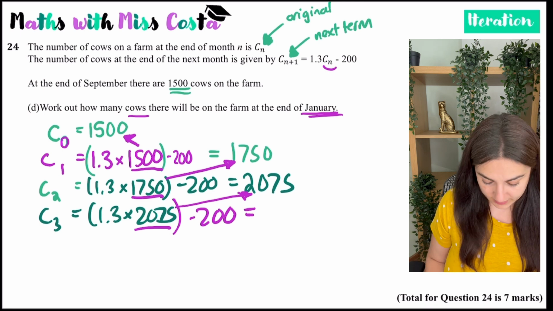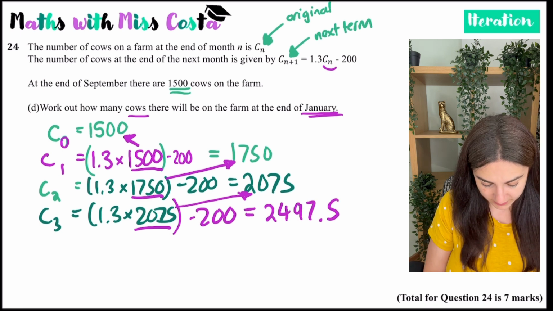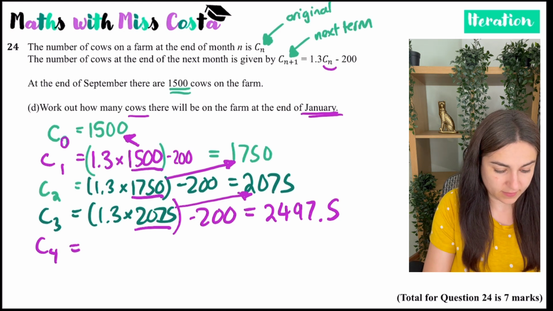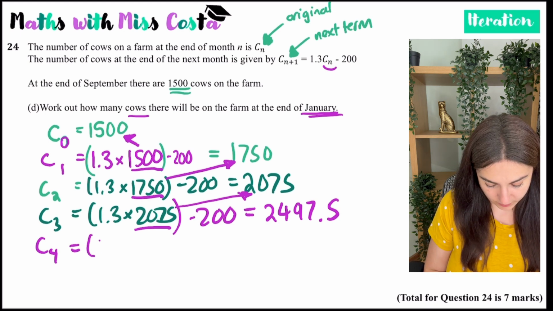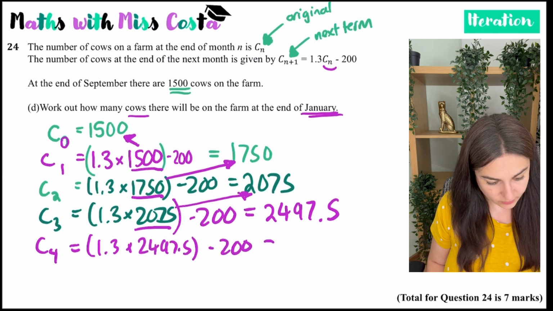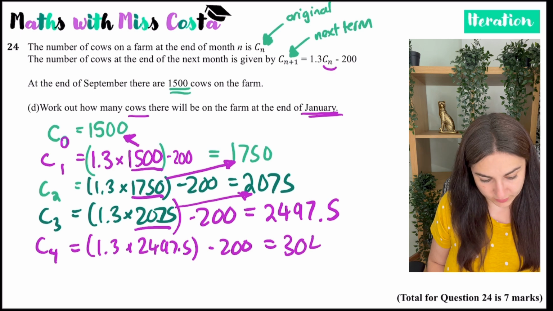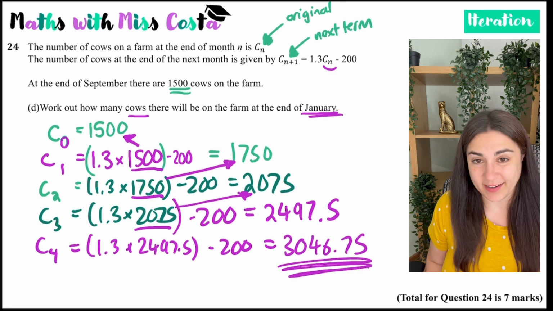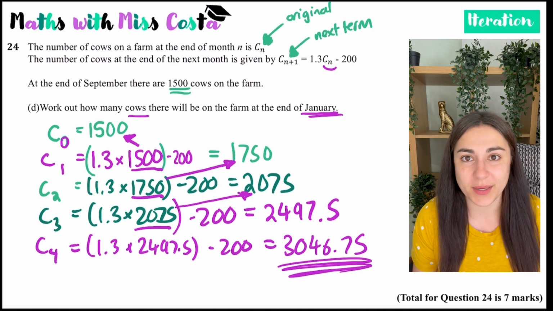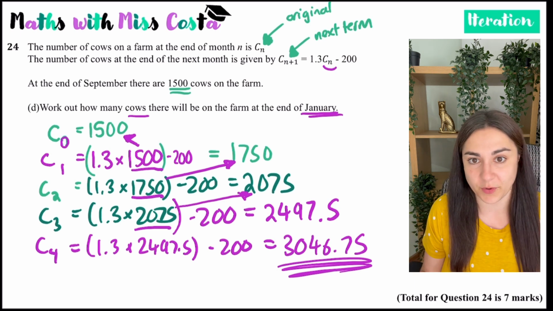But anyway, I'll write it out just so that it makes sense if you haven't done this before. And that's 2497.5, and then C4 is going to be 1.3 times 2497.5, take 200 equals 3,046.75. So I did that all on the calculator. I just wrote it out so that you can see how you could do it if you're a bit confused as to how to do it on the calculator.